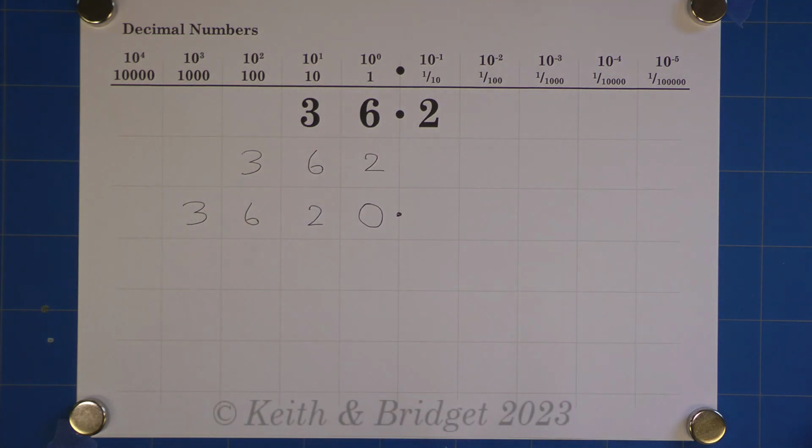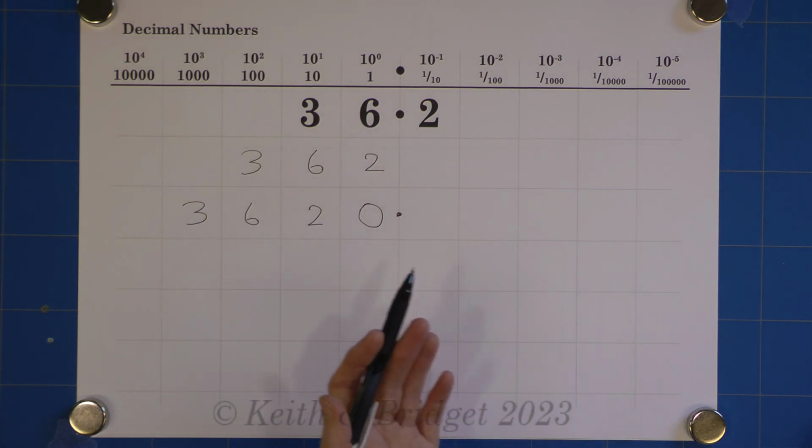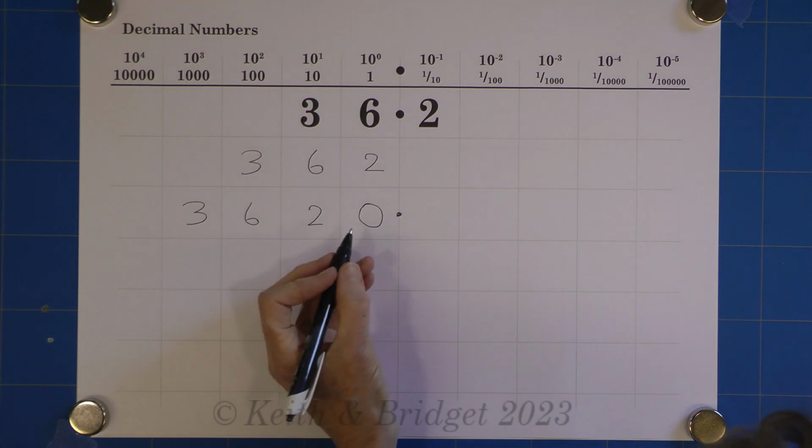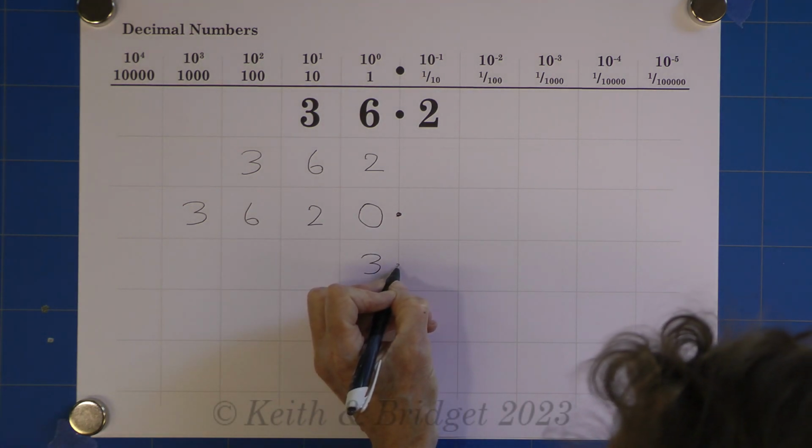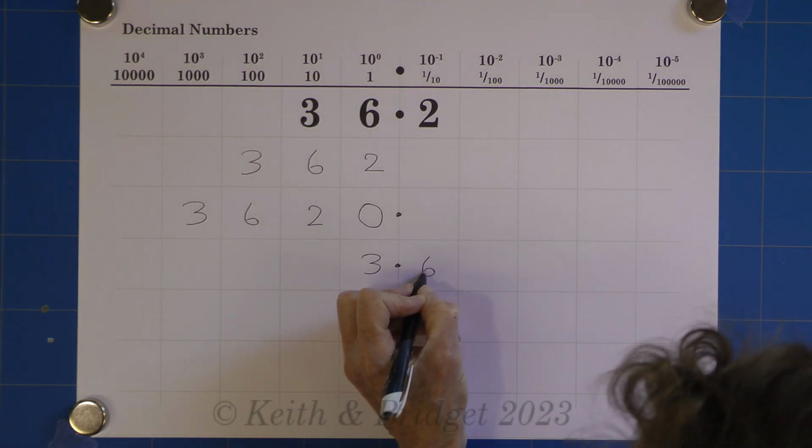Let's think about taking our original one again and dividing it by 10. This time we're demoting each digit by a power of 10, so we're moving it that way. We've got to put the decimal point in because that's our reference point.